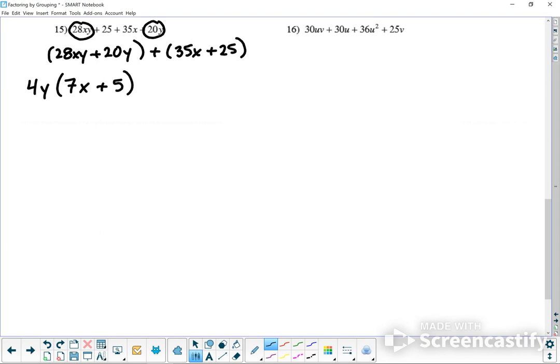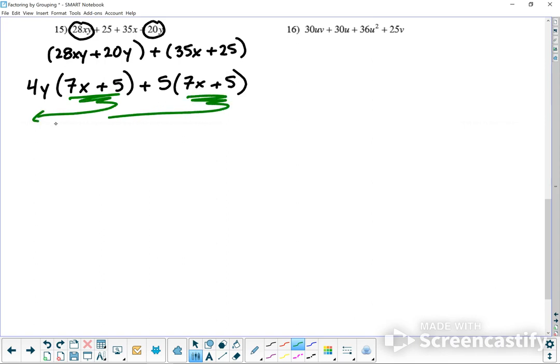So these are actually a little bit more difficult, but it's just a matter of grouping. So from here, I'm going to go ahead and factor out 5s. And 35x divided by 5 is 7x. 25 divided by 5 is 5. So you can see that this works out perfectly because this right here is the same, and I can factor both of them out, the 7x plus 5. Okay, left over, 4y plus 5.